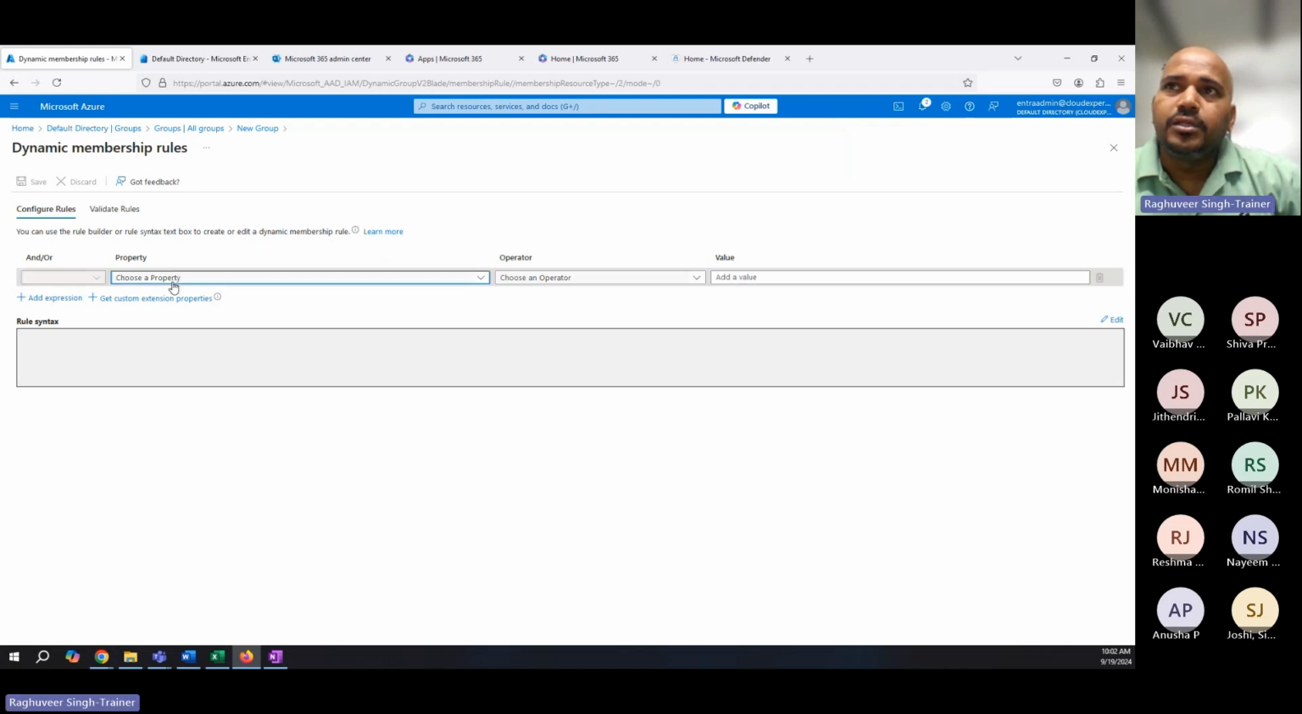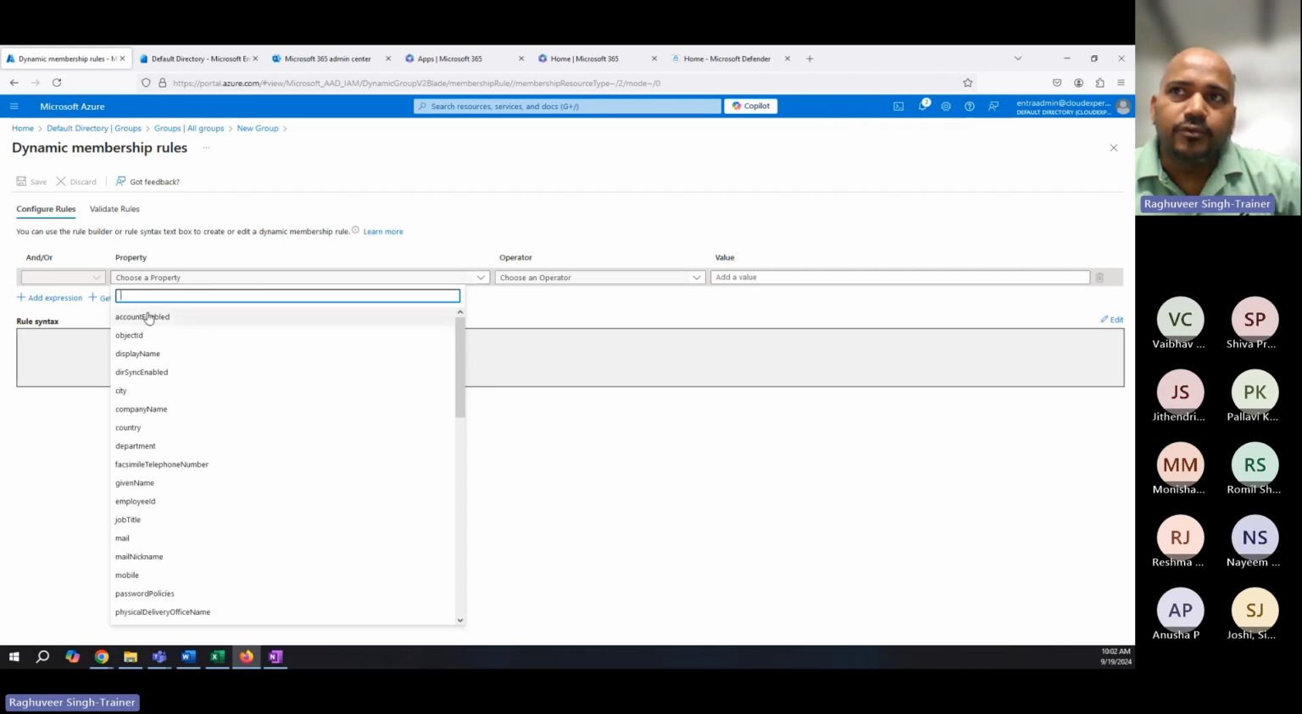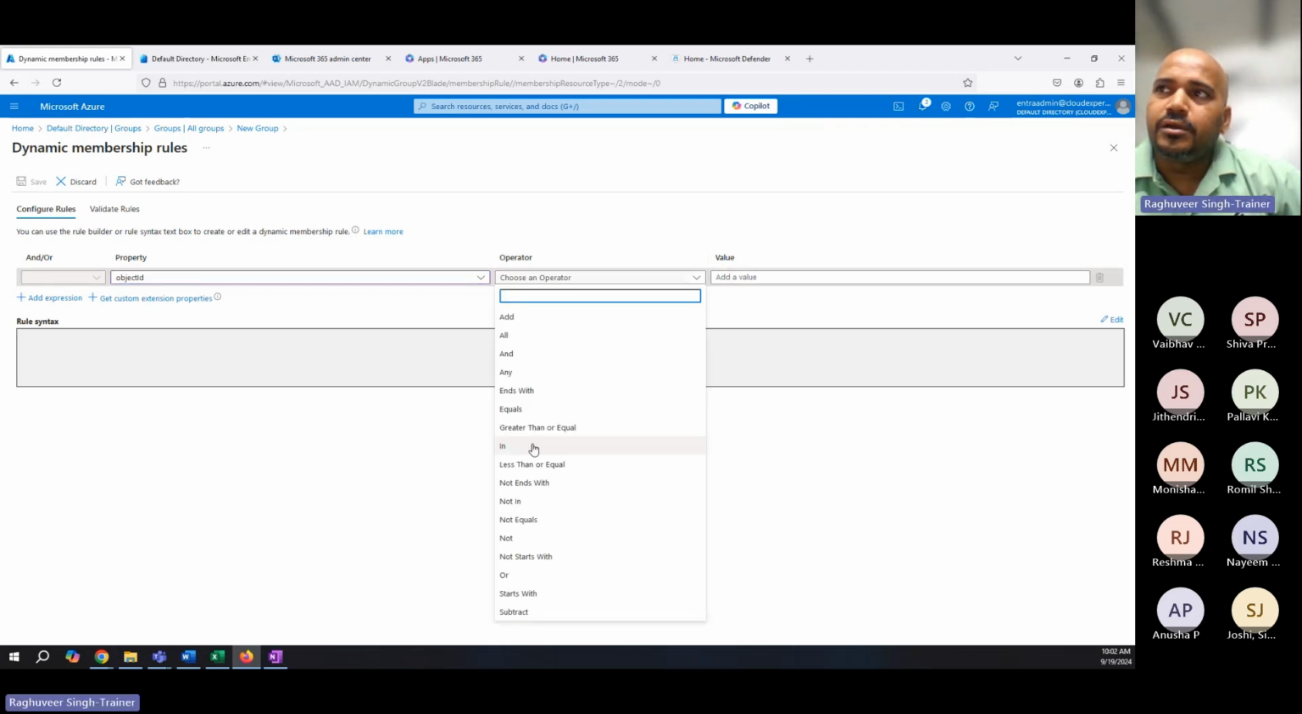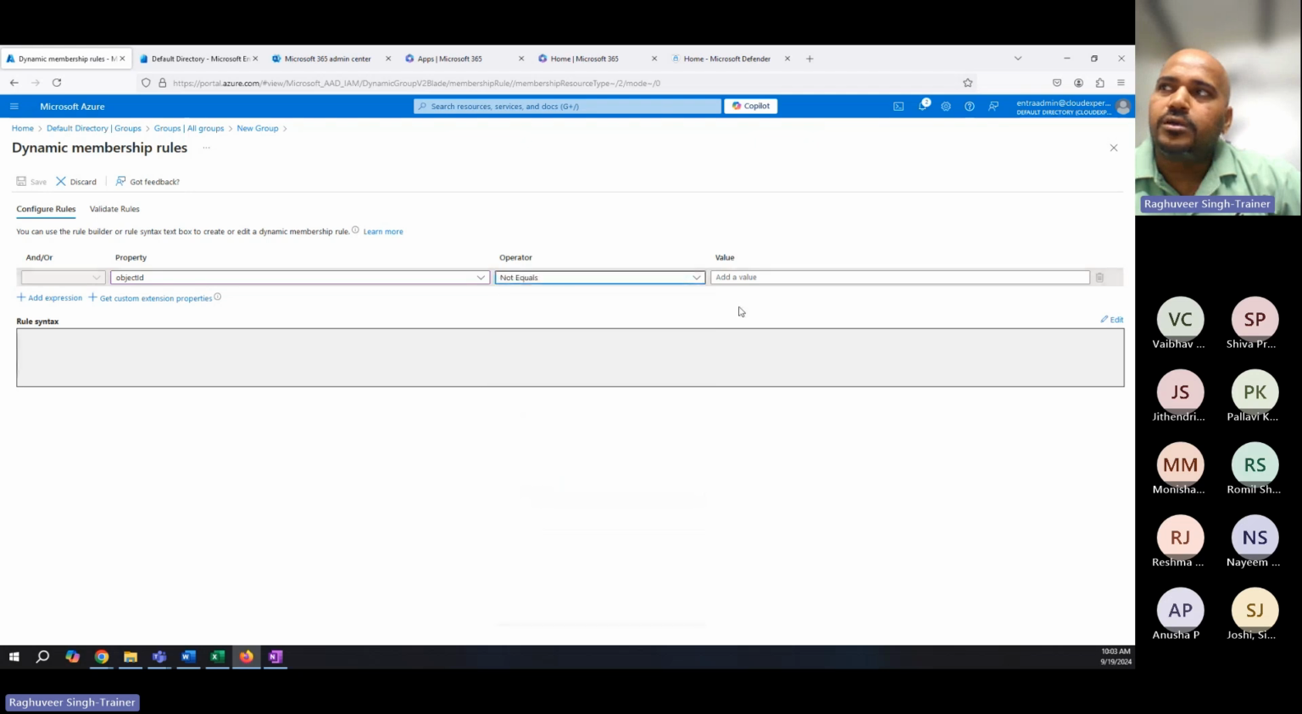So here's the logic that you need to remember always. The first thing which is common to all groups is object ID. Object ID basically means the user must exist in Entra first, when the user is created in Entra, by virtue of creation, synchronization, or invitation. So it says object ID must be not equal to null. That's what you need to remember. That's the first logic that is common. Object ID must be not equal to null, which means the user must exist.